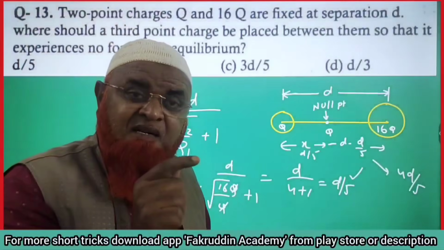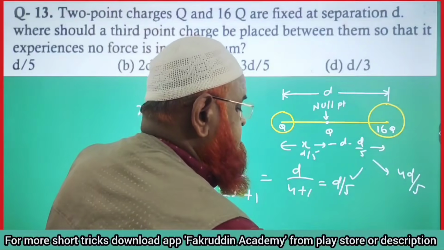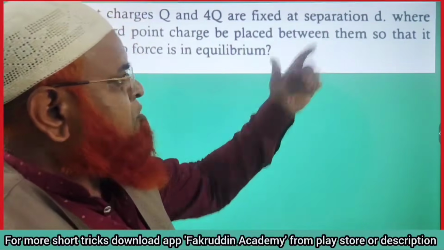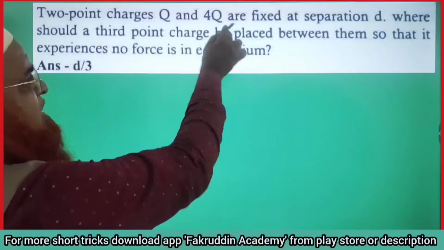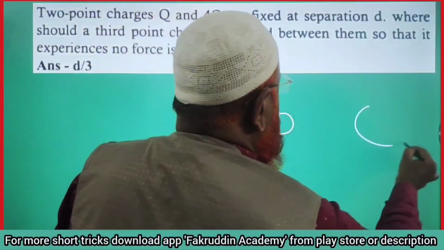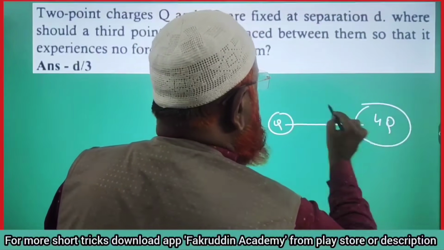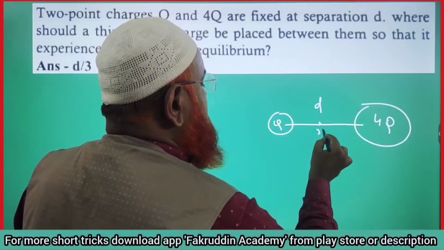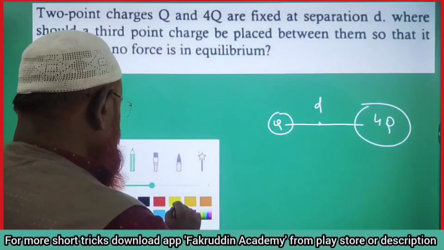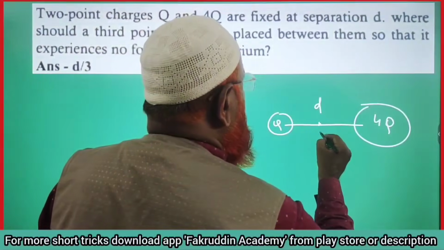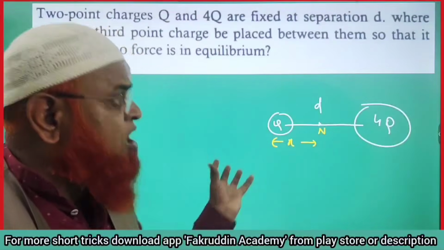If you want one more problem, you can just see. One more problem is ready. See here, again if you consider a q and 4q, there is one charge, there is another charge. This is q and this is 4q, and the distance between them is d. Let us imagine this is going to be the neutral point. This is going to be the neutral point, and you have to find out the distance x from the smaller charge.